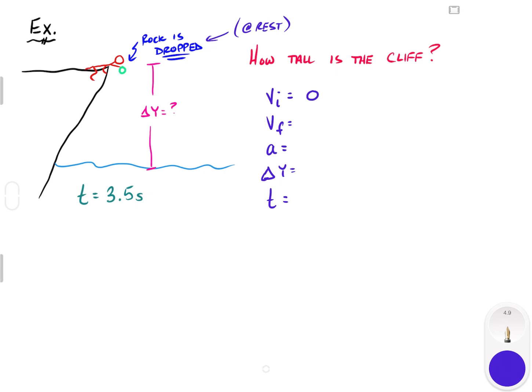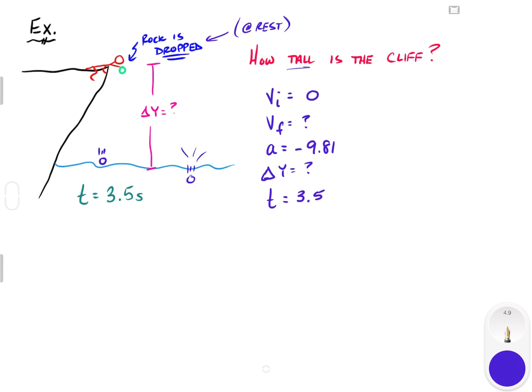Guys, we're talking about free falling objects. The second it hits the water, it's no longer in free fall and we can't analyze it as such. So the final velocity is actually unknown here. That would be the speed right before it hits the water. It's going to be moving pretty quick at that point. We don't know what that is. Well, the acceleration is actually known. If this is on Earth, we know that all objects accelerate vertically at negative 9.81 meters per second squared. We don't know what the height of the cliff is, but we know that this object fell for 3.5 seconds.